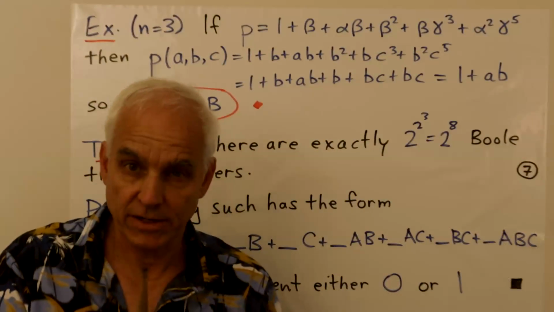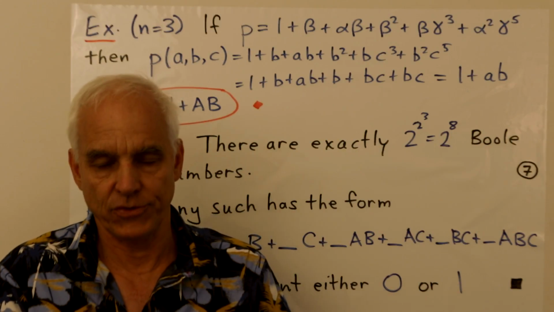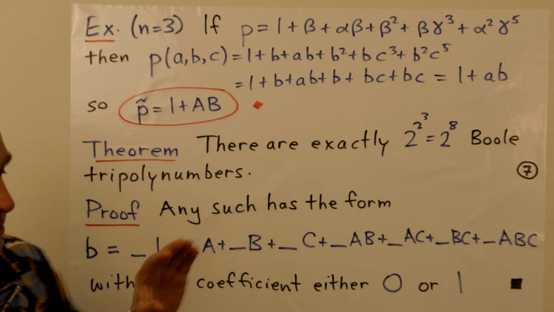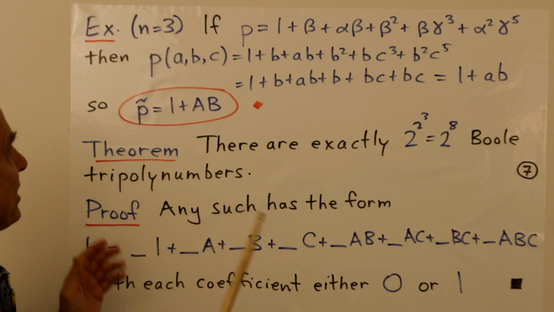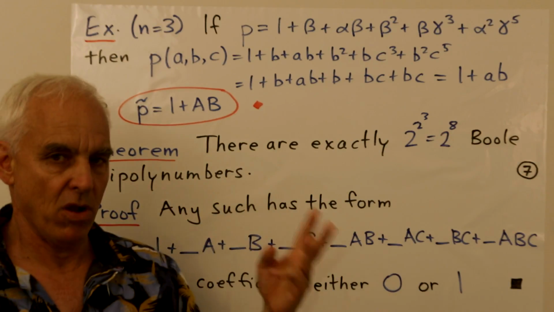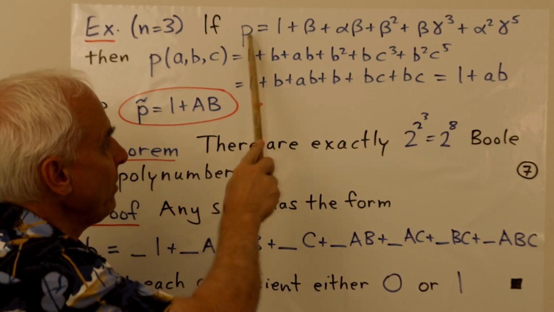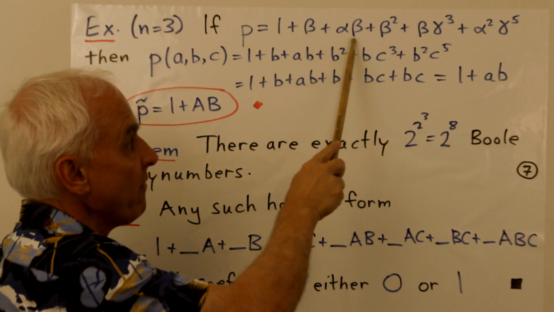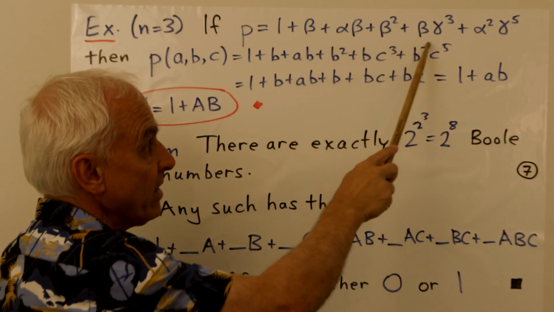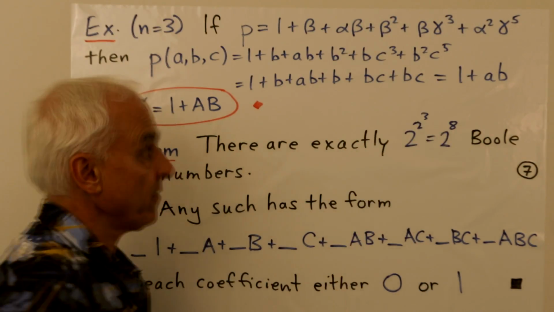So let me illustrate the theorem with an example, which will also show why it's true, or how to obtain the tilde from the original. So let's suppose that we're in dimension 3. So we're talking about tri-poly numbers. So here is a tri-poly number P, which is 1 plus beta plus alpha beta plus beta squared plus beta gamma cubed plus alpha squared gamma to the 5th.